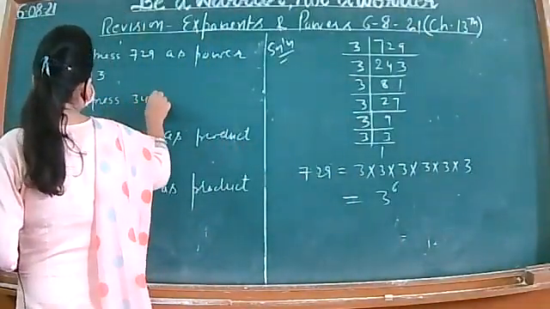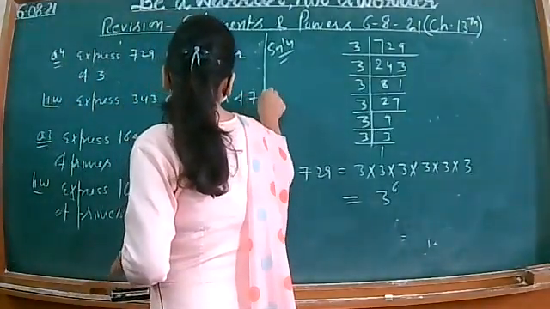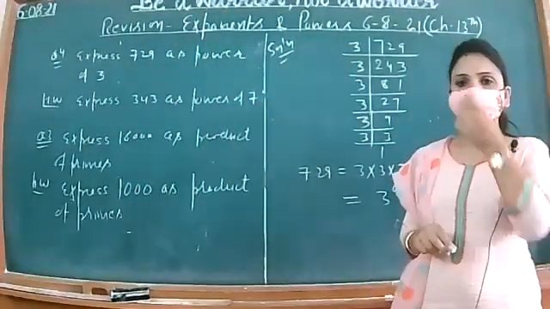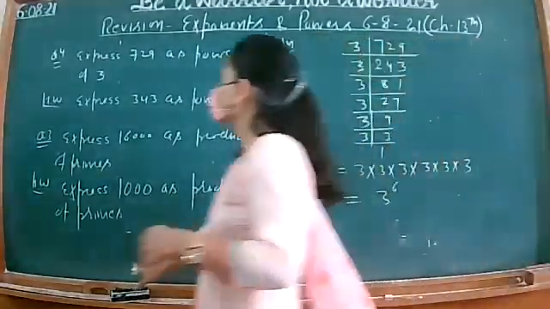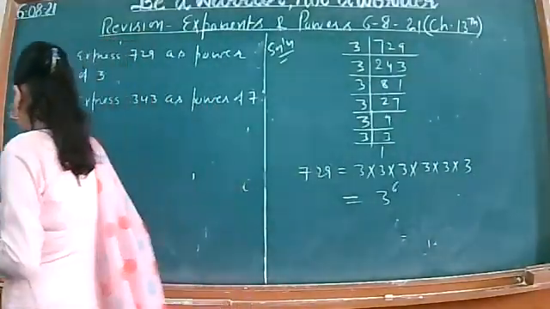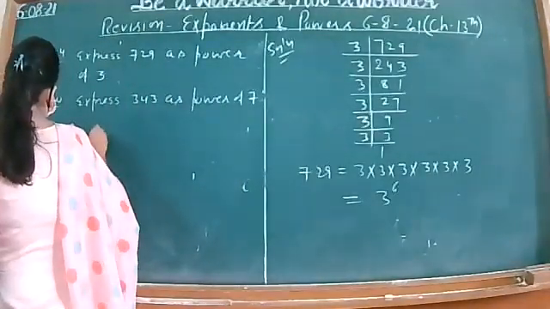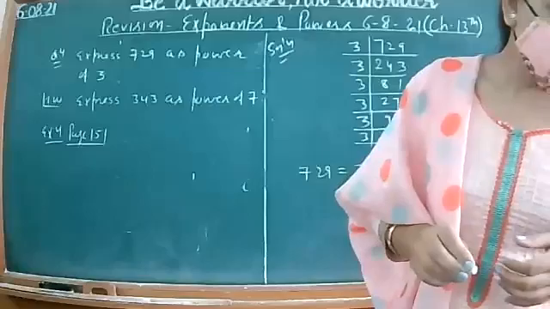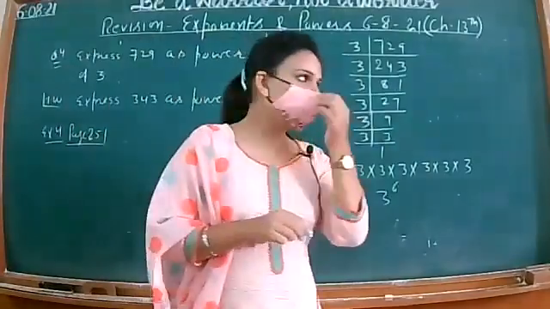Express 343 as power of 7. Express 343 as power of 7. Look at page number 251, example 4.